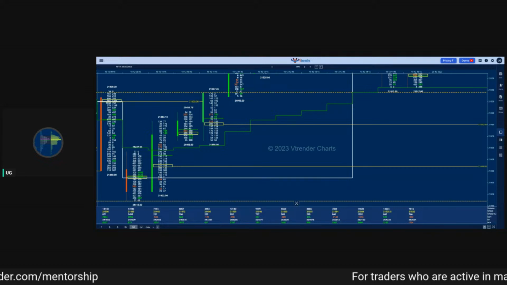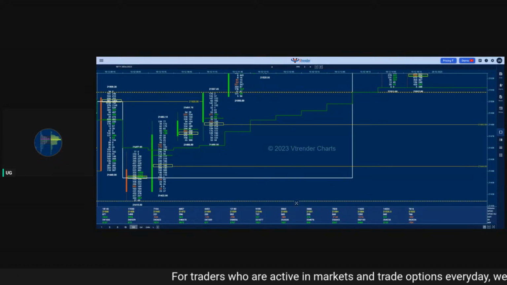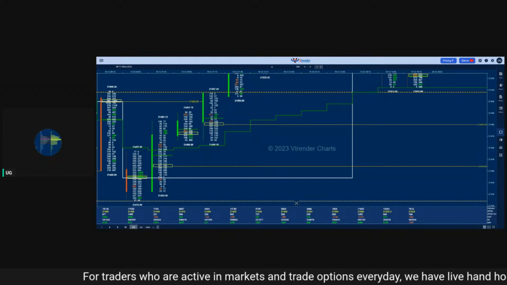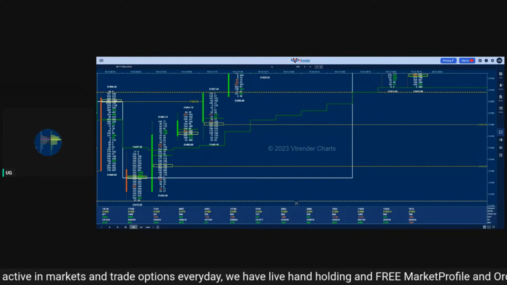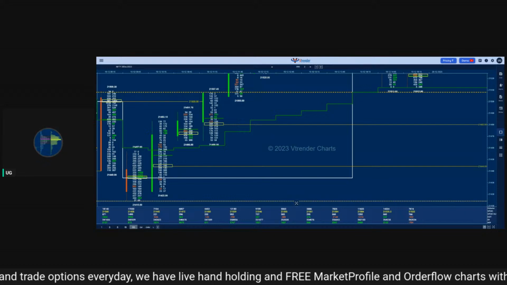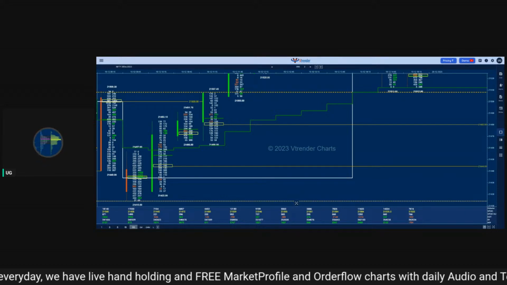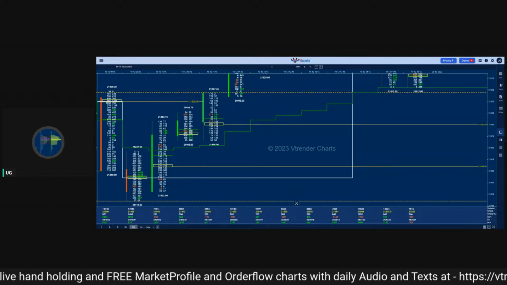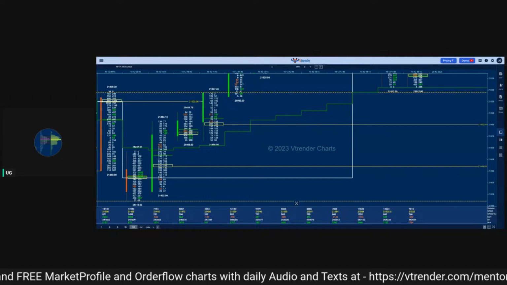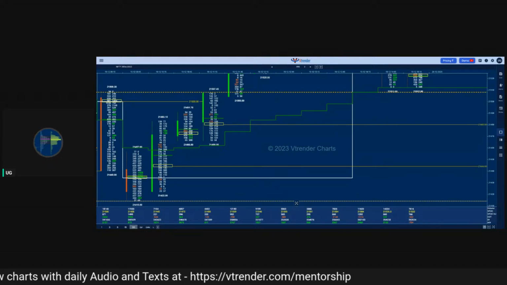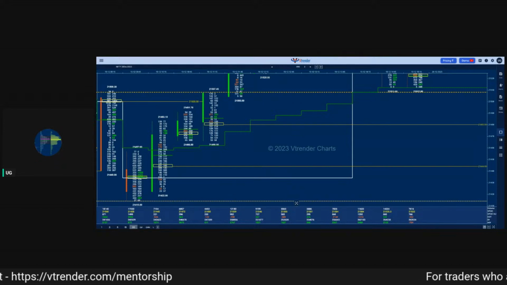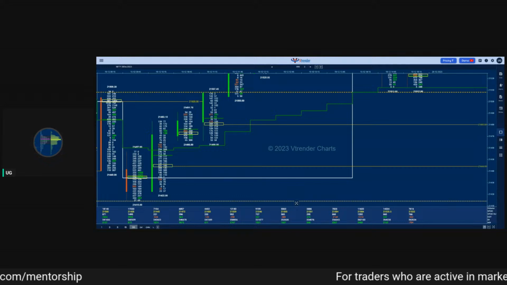So the chart you have on screen is today's 30-minute Nifty futures order flow chart. As I said, we look for the relation between supply and demand using an order flow chart. Why it is better than a mere candlestick chart is because we get a lot of other information from order flow. And what is that information? I'll just quickly explain that to you.